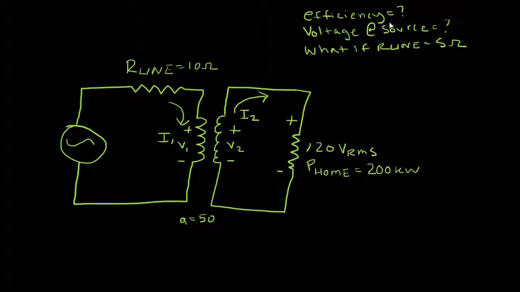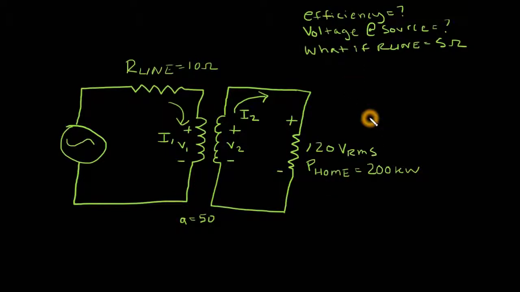First thing we want to know is what the efficiency of this system is. Then we want to figure out what the voltage at the source is. And then finally we want to know what benefit we would get if we changed this resistance in the power lines from 10 ohms to 5 ohms. So the first thing I'm going to do is figure out this efficiency piece.